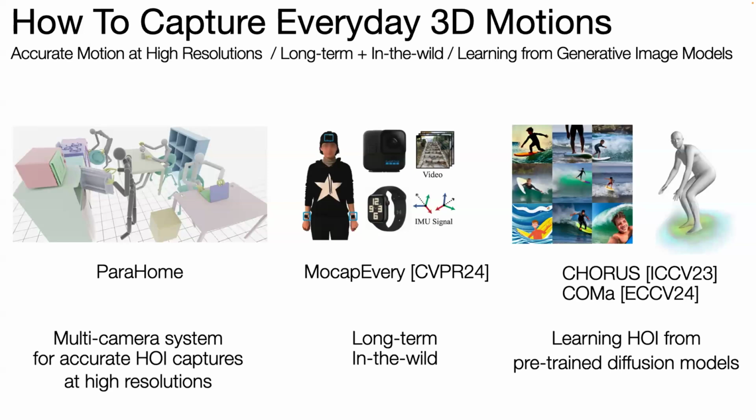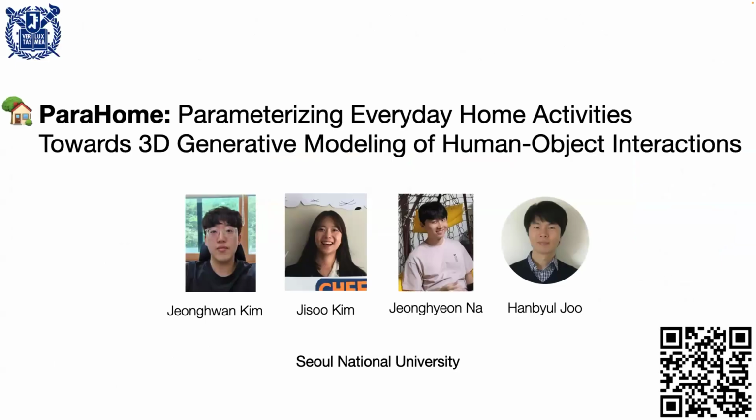So in this talk, I'll try to share our three efforts in pursuing this kind of direction. The first direction is by making a new multi-camera system. And the second one is to collect such data in the in-the-wild setup using a lightweight wearable system. And the third one is to learn this kind of human-object interaction from pre-trained image diffusion models. So let's start with the first part.